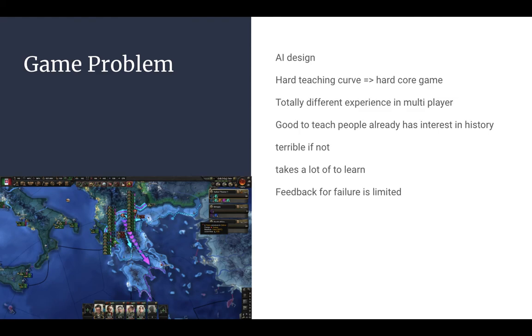So, some problems of this game. The AI design is not really very good at some points because some actions can be exploited by the player, and the game has a hard learning curve, which makes it a hardcore game. It also has a totally different experience in multiplayer. So it is a good game to teach people who already have some interest in history.